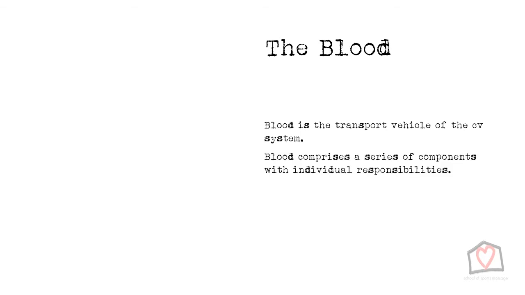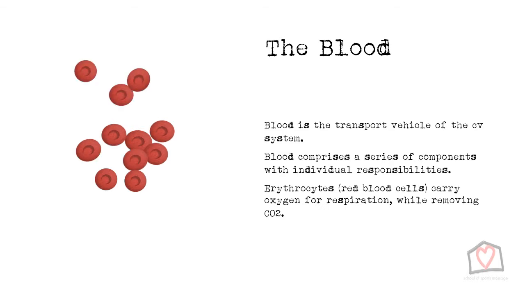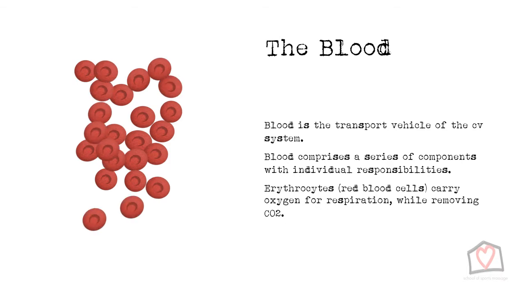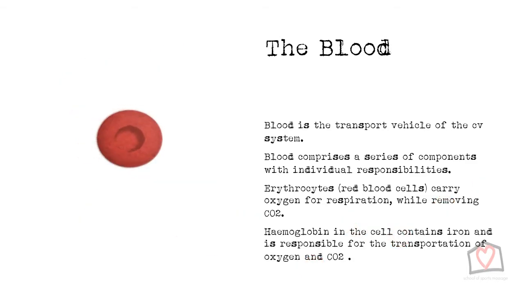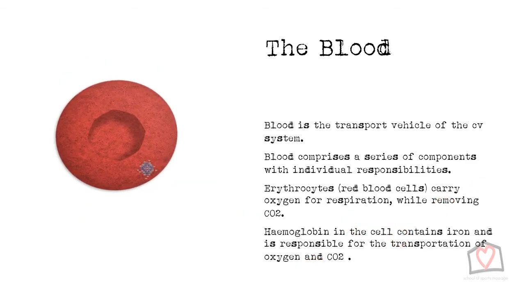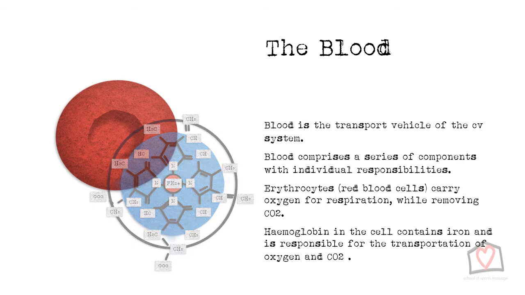Blood comprises a series of components with individual responsibilities. The first of these, and what gives blood its red colour, are erythrocytes, or red blood cells. These are disc-shaped cells with the responsibility of carrying oxygen to the body for respiration, while removing the waste product, carbon dioxide. In order for them to do this, they contain a substance called haemoglobin. The heme group of this substance contains iron, and it is this component that is responsible for the transport of oxygen and carbon dioxide, hence the red colour, and oxygen can bind to this in order to be transported.